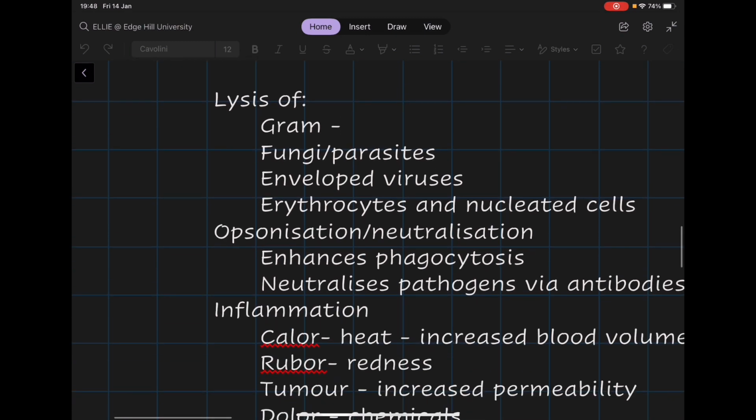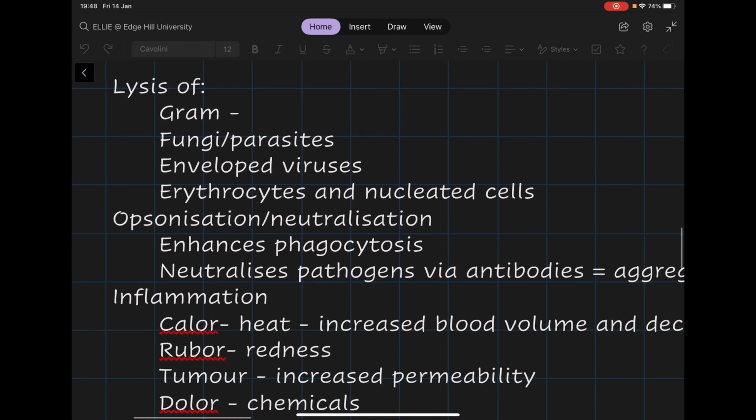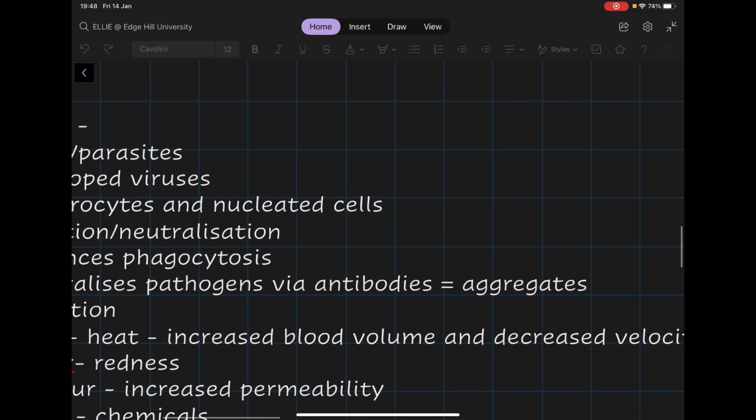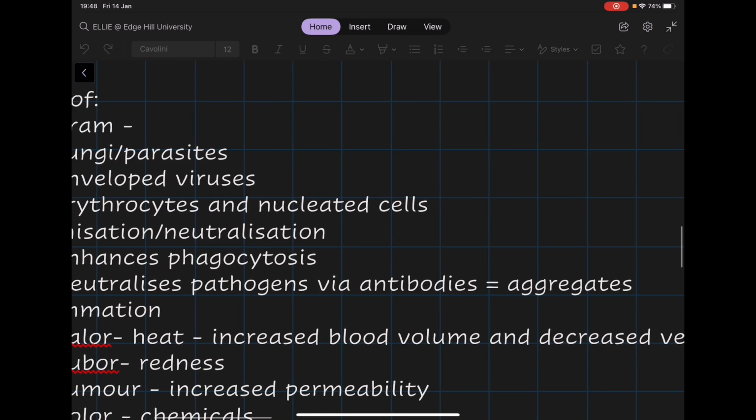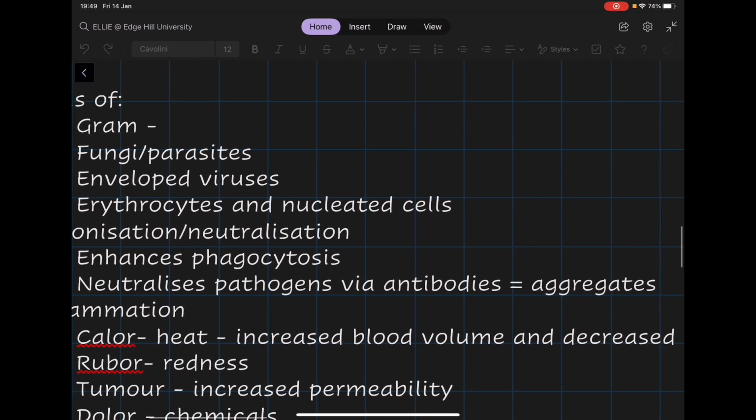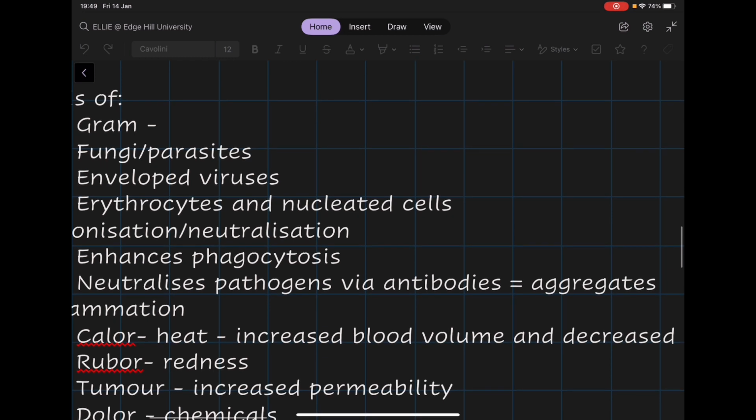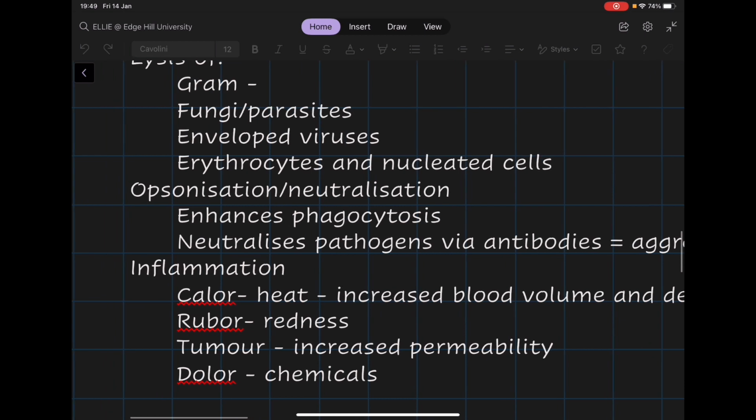It allows opsonization of pathogens with antibodies or complement fragments to facilitate and enhance phagocytosis. There's also the neutralization of the pathogens in conjunction with antibodies. So if you get loads of antibodies binding to the pathogen, it sort of aggregates and makes it easier for phagocytosis. And then the last thing is inflammation.